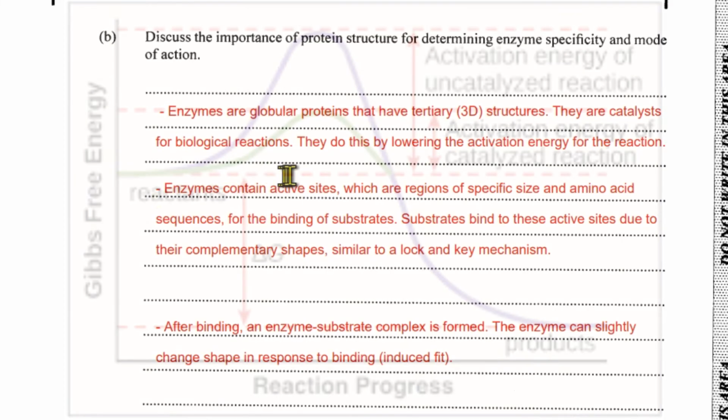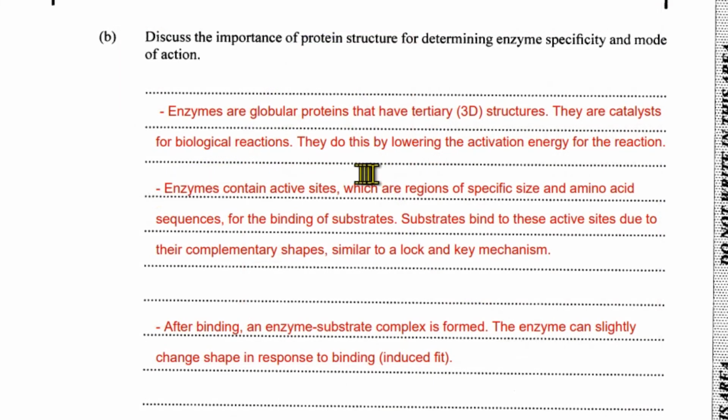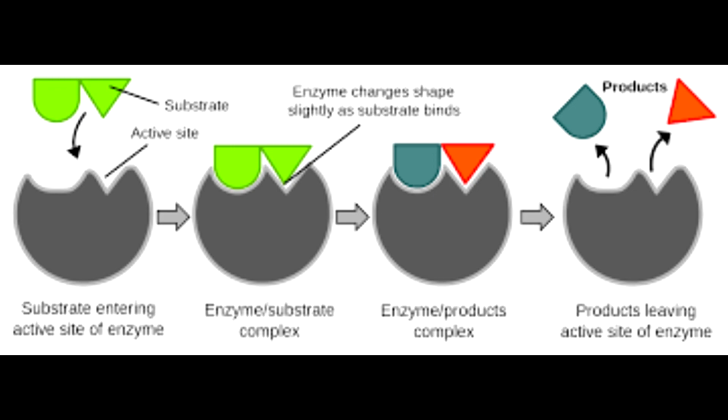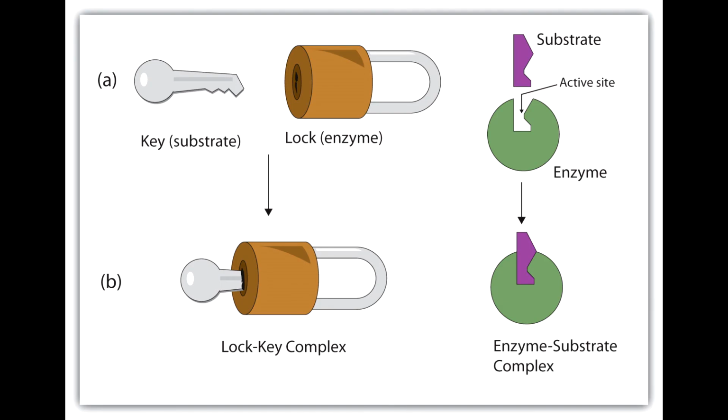Enzymes contain active sites. Active sites are regions of specific size and amino acid sequences for the binding of substrates. The active site is basically, think of it like a lock and a key, and so it has to be specific to fit, just like each key is specific to a lock. And next, you could think of it as like a hand to a glove.